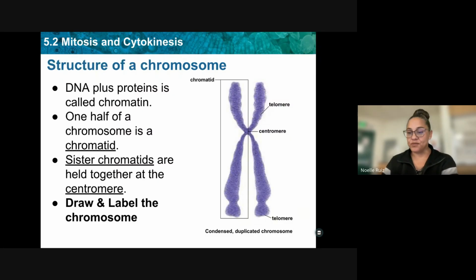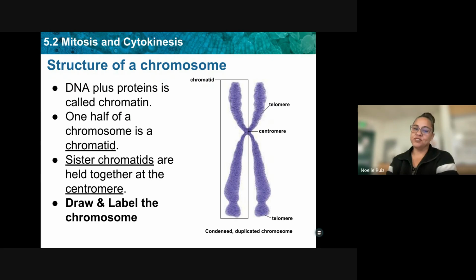The structure of a chromosome. So DNA plus proteins is called chromatin. Remember, we don't say the CH sound. Mitochondria, chloroplast, chromosome, chromatin. Again, I don't know why. We just don't.